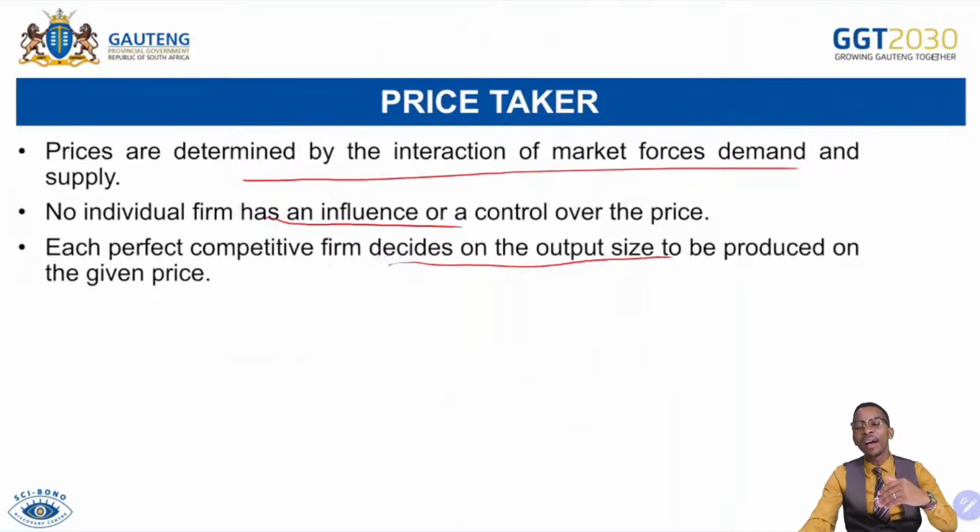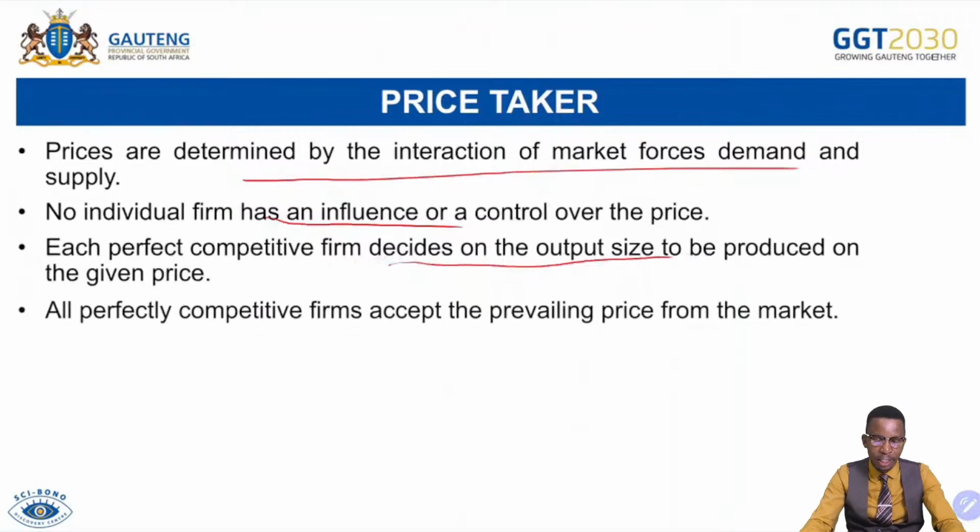It only decides on the output where it can maximize the profit or where it can minimize the loss. It does not affect or influence the price. So the firm can only decide on what we call the output side. Unlike in the monopoly, where the firm under the monopoly will be using the price to determine the output. Here under perfect market, the price remains fixed until the market sets the new price, and then the firm takes the price. After that, the firm will only decide the size of output it can produce at the given price.